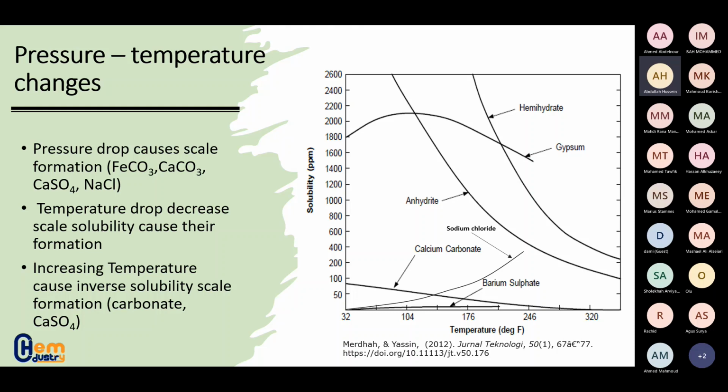You can see almost all of the calcium sulfate, their solubility decreases with increasing the temperature. The same thing for the calcium carbonate down there. We only have the sodium chloride solubility increasing with increasing temperature, and a little bit with the barium sulfate you can see at the bottom there.